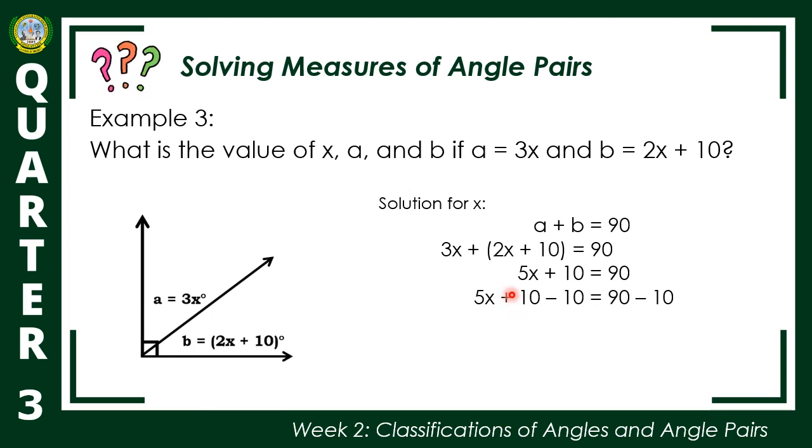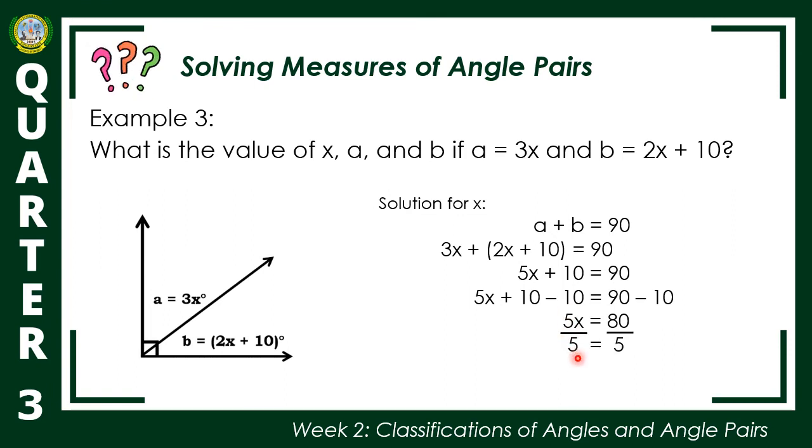Ito po ay magiging 0 na. Ang matitira na lang ay 5x. And then 90 minus 10, ang matitira po ay 80. Then after that, we're going to eliminate this 5 sa tabi ni x. At para mawala yan, divide both sides by 5.